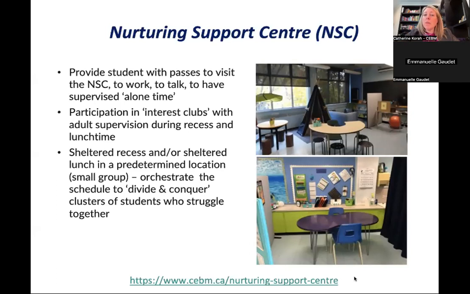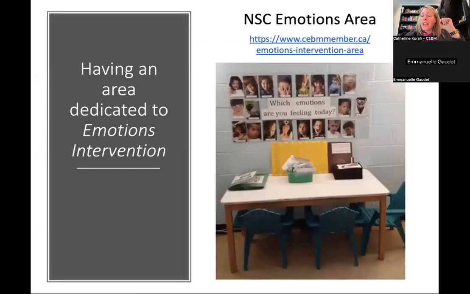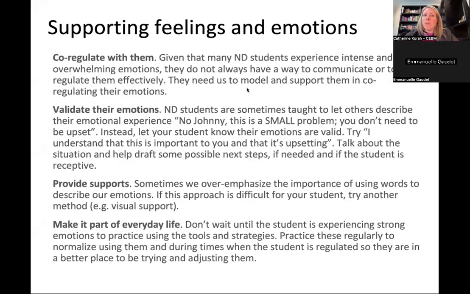And so this is why it's so important to have an academic component built into the nurturing support center. And this can help during class time, but also during transitions. In terms of emotion support, the nurturing support center could have a section dedicated to emotions, but this also can take place in the classroom where we're reading books on emotions, where we're using different cards on emotions, talking about emotions. And so it's so important, especially with our neurodiverse population, to support them with their feelings and emotions.